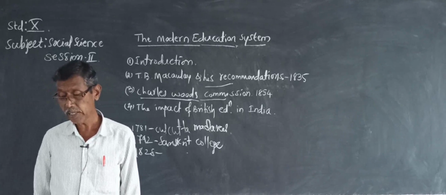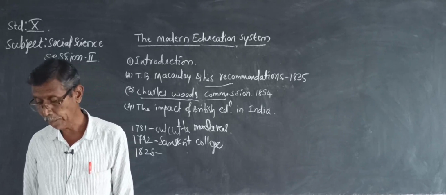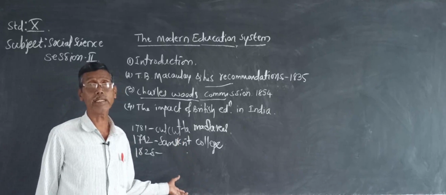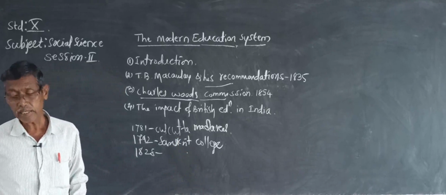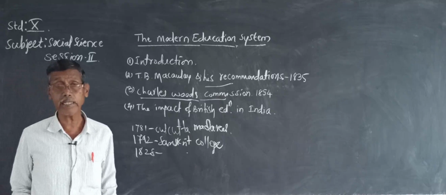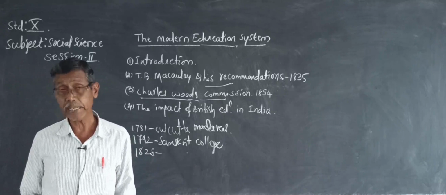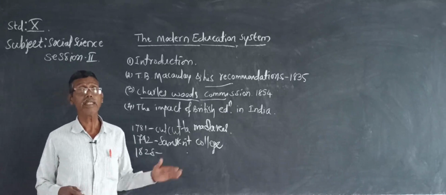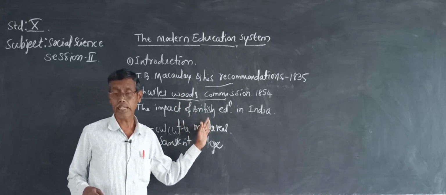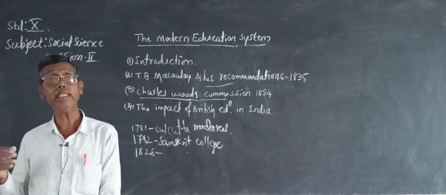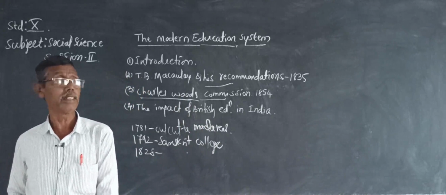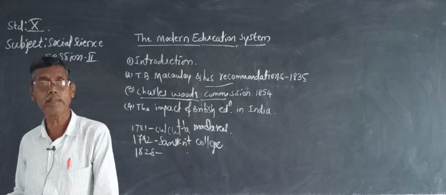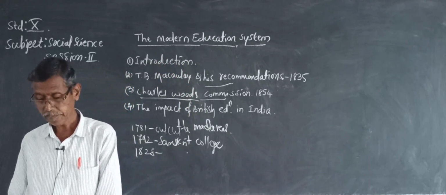Now, Indians could understand and appreciate their rich tradition. When they studied Western education, they began to understand the rich culture and tradition of India, and then they started appreciating our culture. This was with the help of the modern education system started by the British.